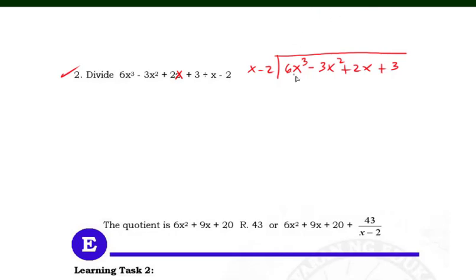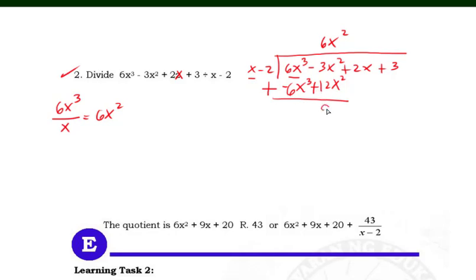First we divide just these two terms. What is 6x cubed divided by x? The answer is 6x squared, so we place 6x squared here. Next, multiply. 6x squared times x is 6x cubed. 6x squared times negative 2 is negative 12x squared. Next is to subtract, so change the sign of the subtrahend. Then it becomes plus. What is negative 3 plus positive 12?